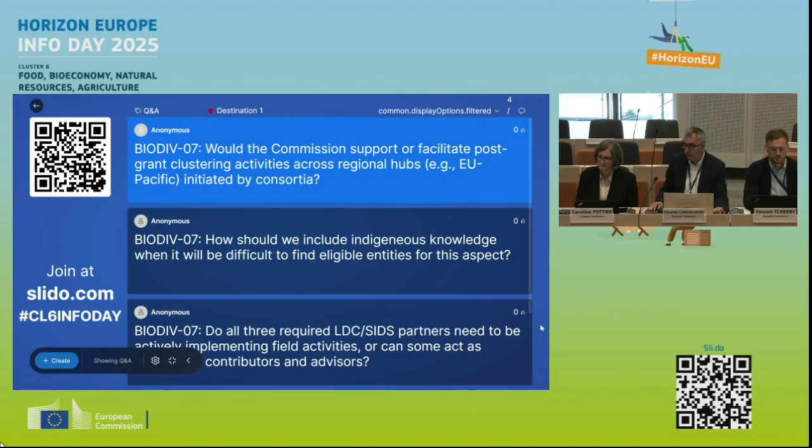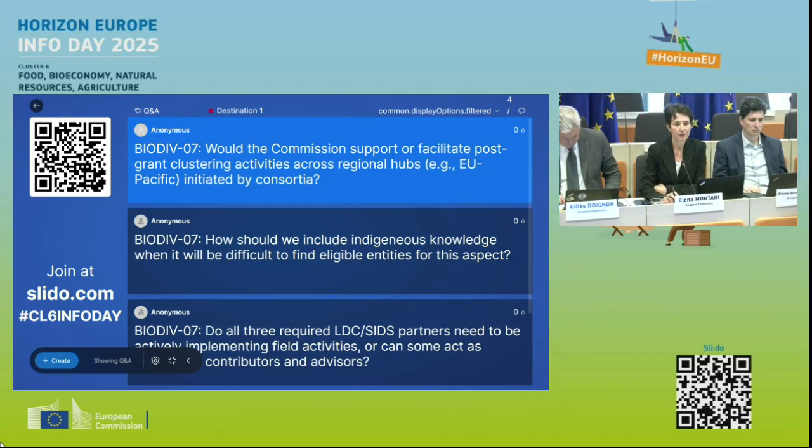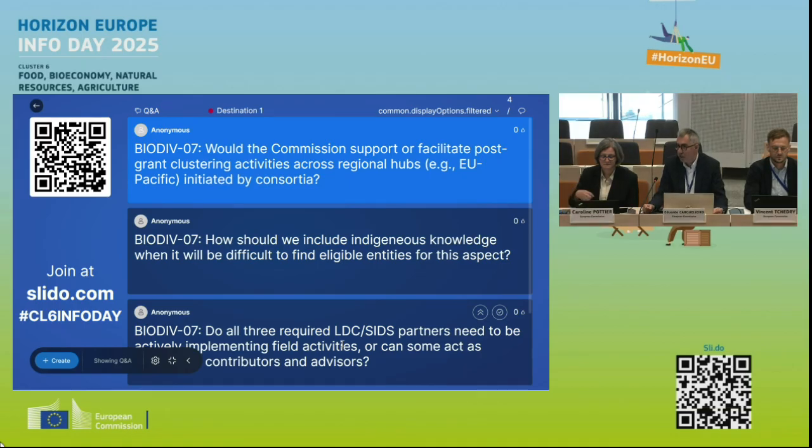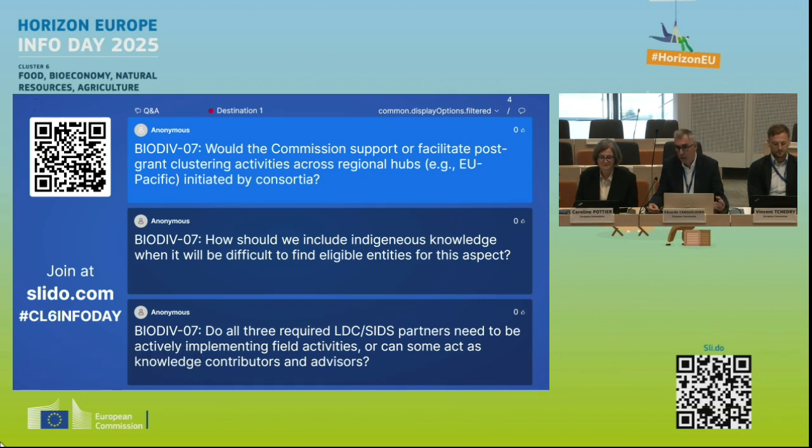Thank you. Would the Commission support or facilitate post-grant clustering activities across regional hubs like EU Pacific initiated by the consortia? Well, this is a tricky question. What we envisage with the call is that the project per se deals with the theme itself, this integrated approach. In that sense, what comes out of the project can also be part of the project as a deliverable. Of course, if there are policy outcomes to be delivered, then we will envisage that. So it really depends on the proposal again.